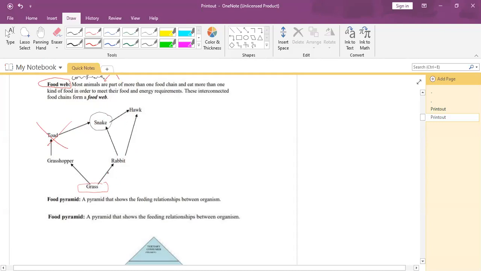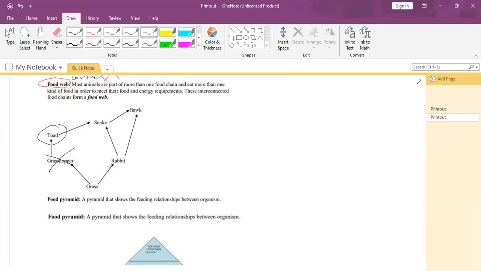Let's look at the toad population. If we take the toad population here, let's assume that the grasshopper population goes down. If the grasshopper population goes down, because the toad is getting food only from a grasshopper right there.